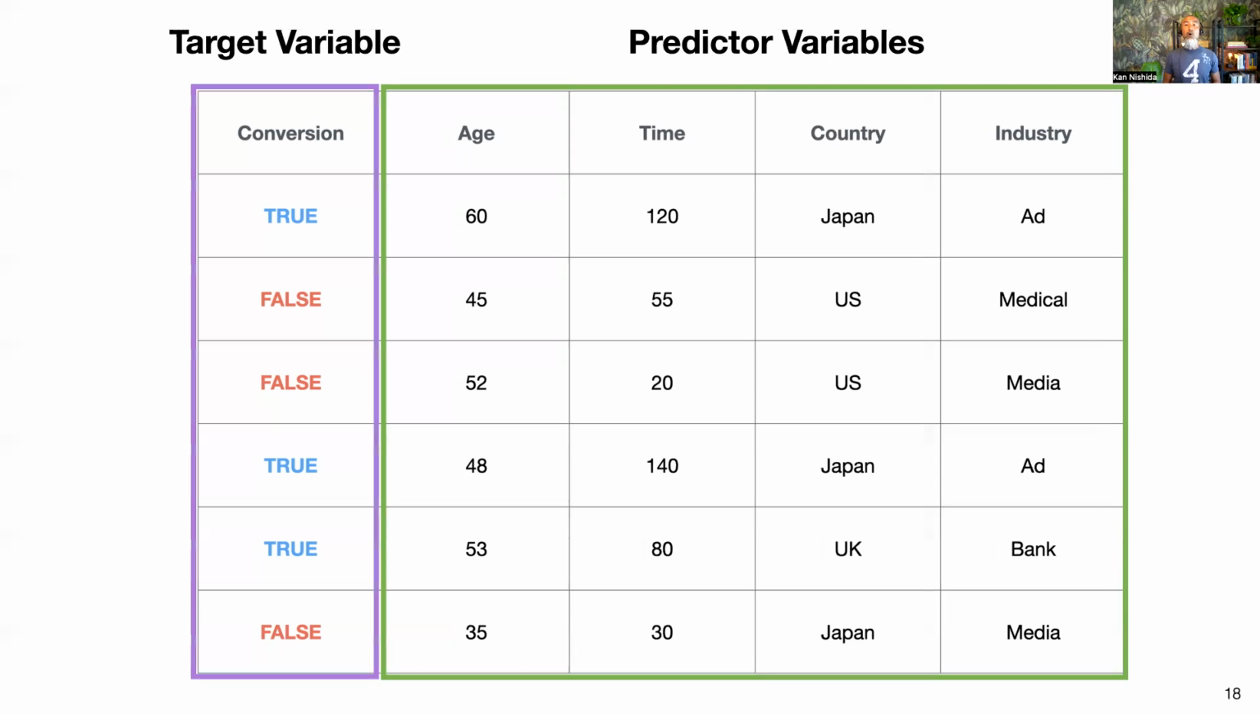Okay, and we call the special name for this. So what we want to know is a target variable. And then the attributes are the predictor variables. So based on these predictor variables, we want to build a model to predict this target variable.